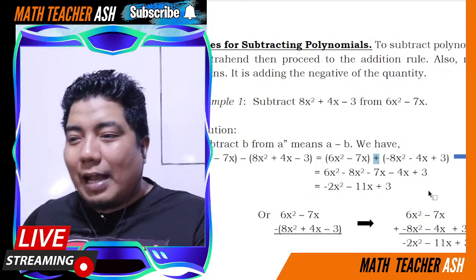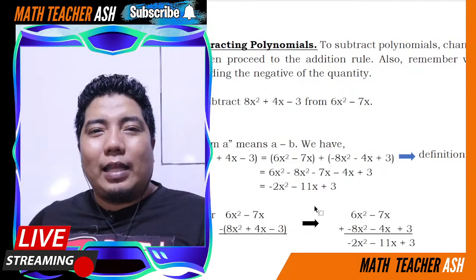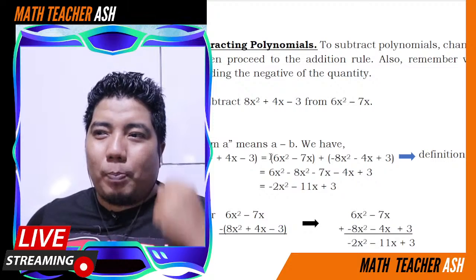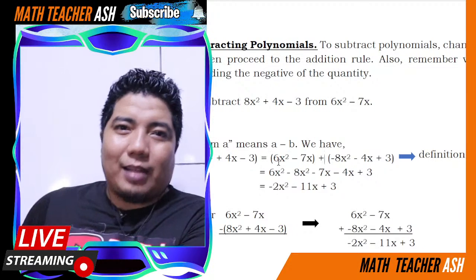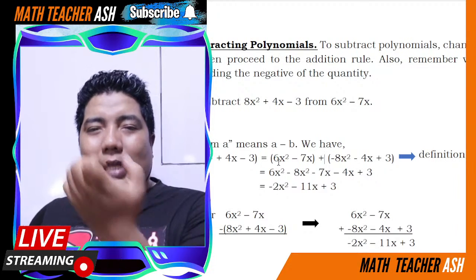Okay? So, paano ba mag-add? So, the same pa rin kanina. So, napag-usapan natin, when we are adding, we add like terms. Pareho ng terms. So, pag quadratic term, i-add sa quadratic term. Pag linear term, i-add sa linear term. Pag constant term, i-add sa constant term.